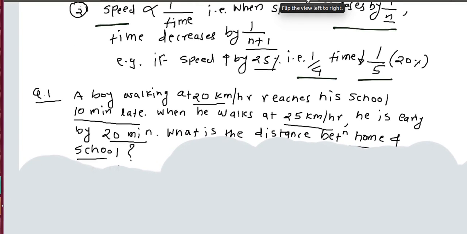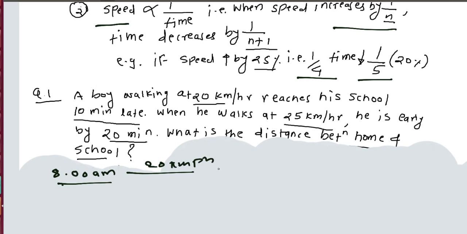So here is the first example. A boy walking at 20 km per hour reaches his school 10 minutes late. Suppose he was supposed to reach at 8 a.m., 8 a.m. is the time of the school, let's say. With 20 kmph, he is reaching at 8:10 a.m. So he is 10 minutes late.